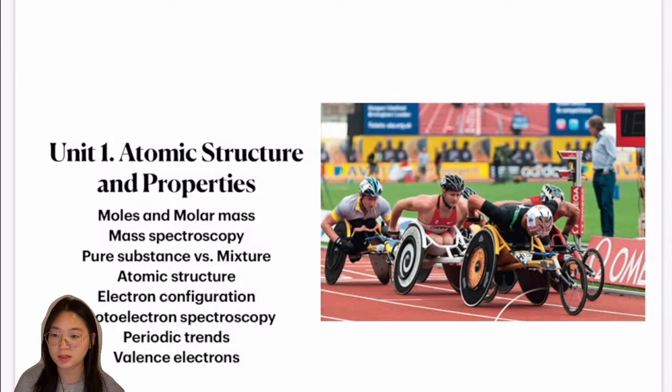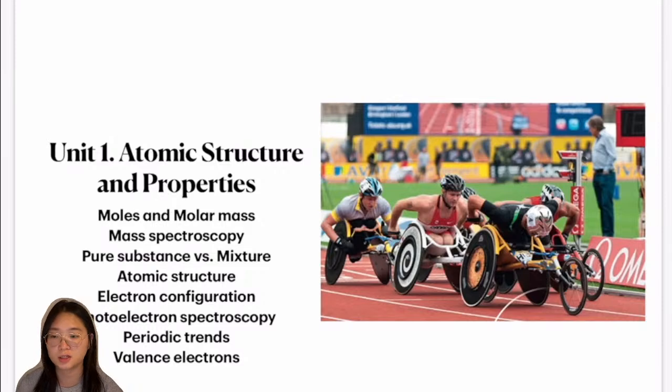There are a lot of basic concepts such as moles, the molar mass, the mass spectroscopy, and the isotopes. And then it's going to be the pure substance versus mixture, the way we classify matter in the world. And then it's going to be the history of atomic structure, how the atomic structure has changed over the past 200 years, and how we eventually come to the Bohr model and then the electron cloud atomic structure these days.